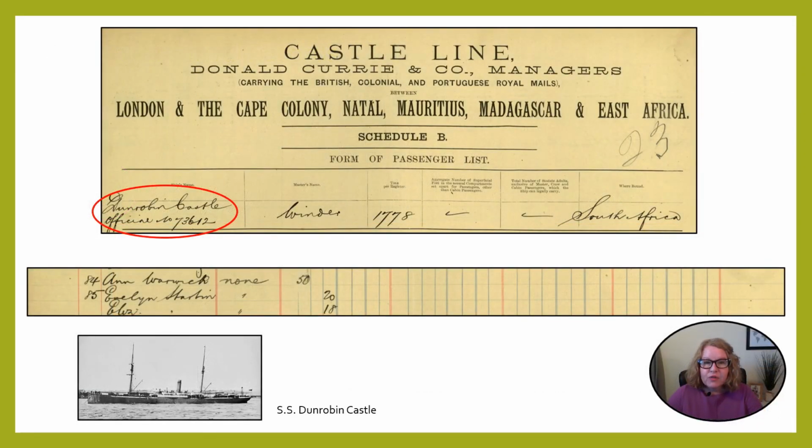Now, those FamilySearch records are really helpful because it gives us enough information to search for the actual passenger list. And we can use Find My Past's collection of passenger lists leaving the UK. And here is the passenger list for the SS Dunrobin Castle with Anne Warwick, aged 50, no occupation. And then we get the names of the girls, Evelyn, aged 20, and Elizabeth, aged 18.